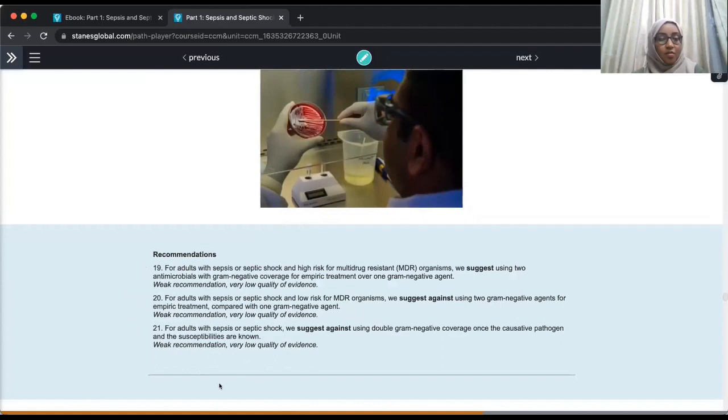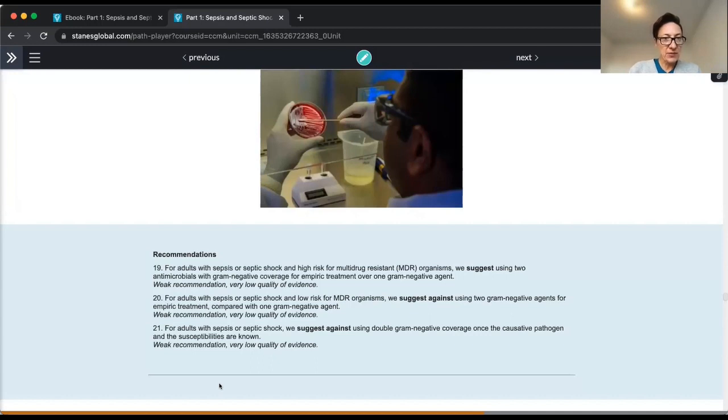Of course. For adults with sepsis or septic shock and high risk from multi-drug resistant organisms, we suggest using 2 antimicrobials with gram-negative coverage for empiric treatment over 1 gram-negative agent. So here they suggest 2 versus 1. For adults with sepsis or septic shock and low risk for MDR organisms, we suggest against using 2 gram-negative agents for empiric treatment compared with 1 gram-negative agent. So here, low risk, you use 1, high risk, you use 2 gram-negative coverage and antibiotics.